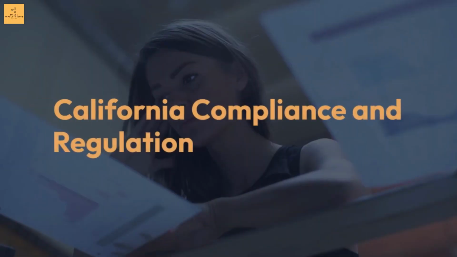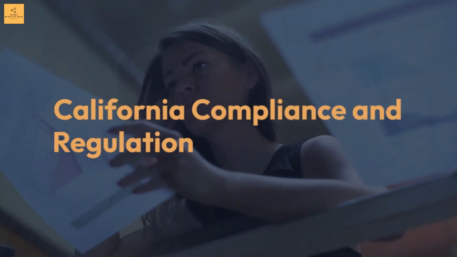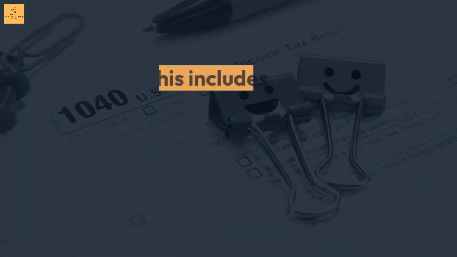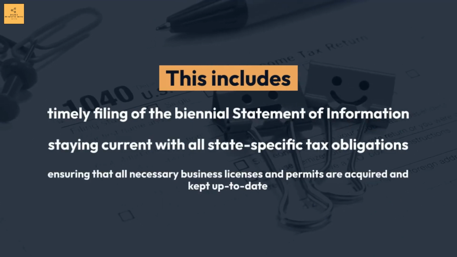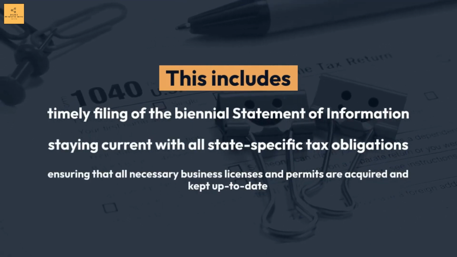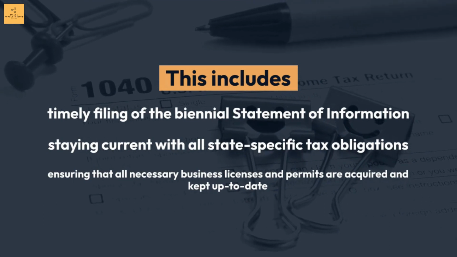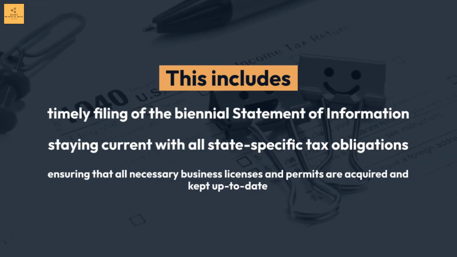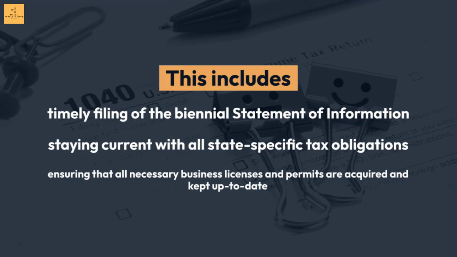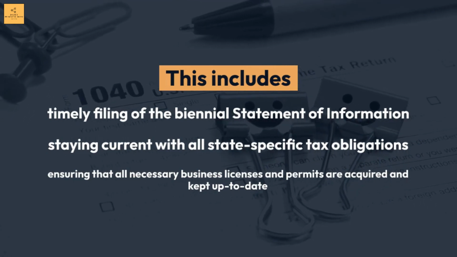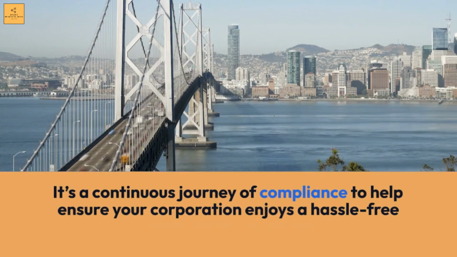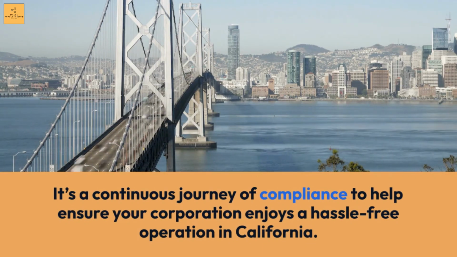California compliance and regulation. This includes timely filing of the biennial Statement of Information, staying current with all state-specific tax obligations, and ensuring that all necessary business licenses and permits are acquired and kept up to date. It's a continuous journey of compliance to help ensure your corporation enjoys a hassle-free operation in California.